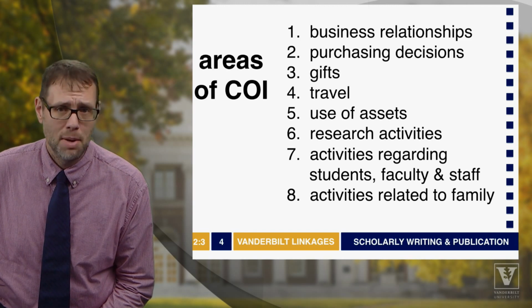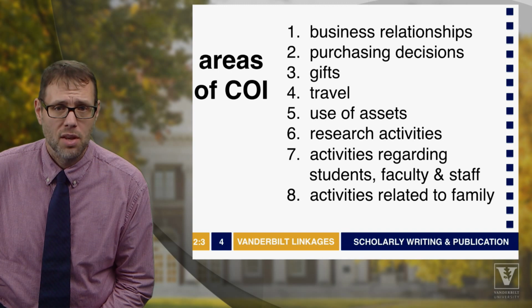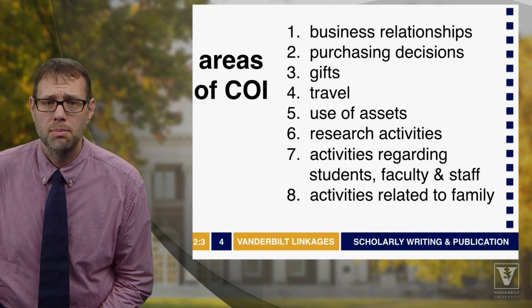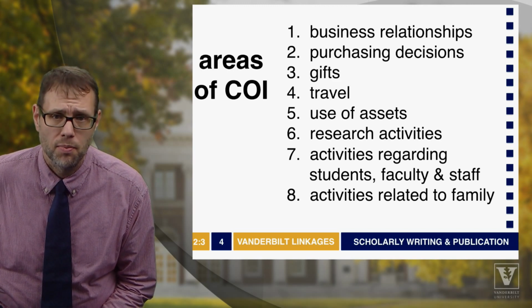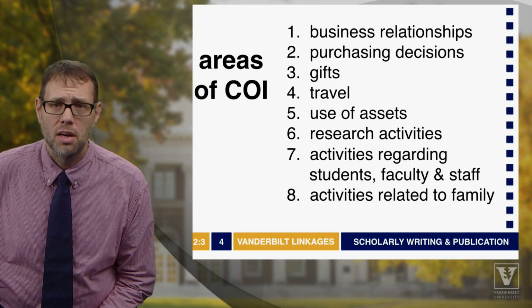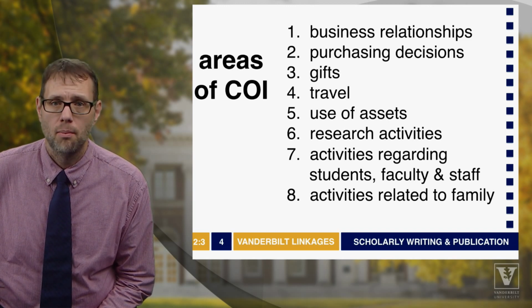Research activities, a big one, number 6. Activities regarding students, faculty, and staff, and activities related to family members. All of these come into play in scholarly writing and publications, and you need to be aware of them. And if you have any potential areas of conflict, you must disclose them.